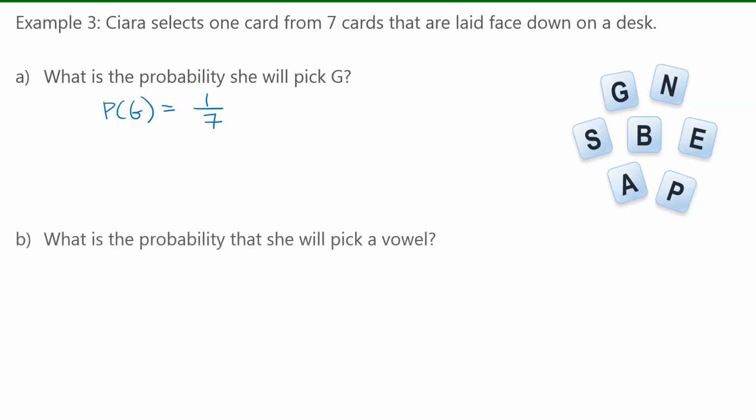What is the probability that she would pick a vowel? So the probability of picking a vowel, so as a refresher, vowels are A, E, I, O, or U. So I look through those cards and I determine how many vowels that I have. So I have an A and I have an E. So there are 2 vowels there. So I have 2 over 7.